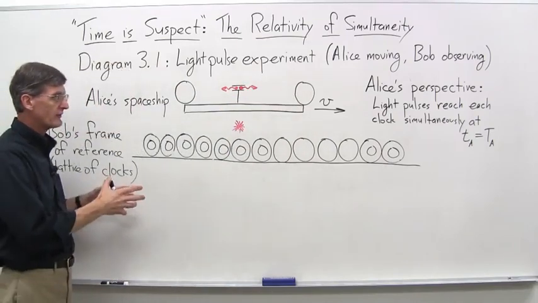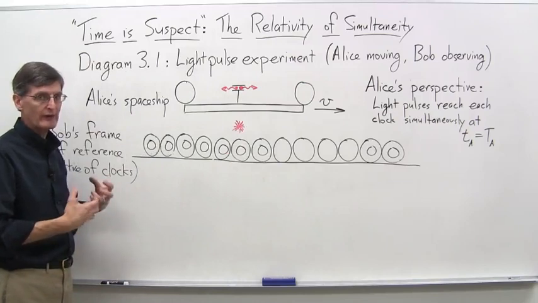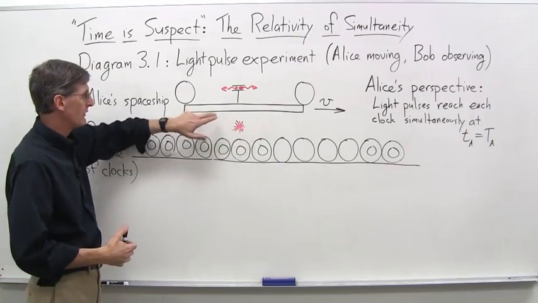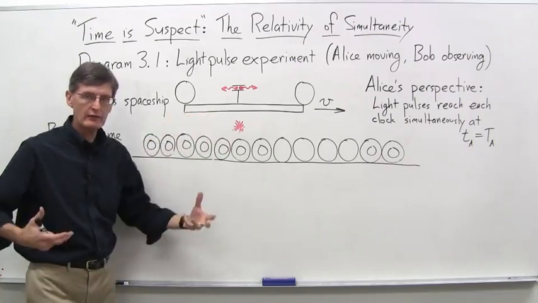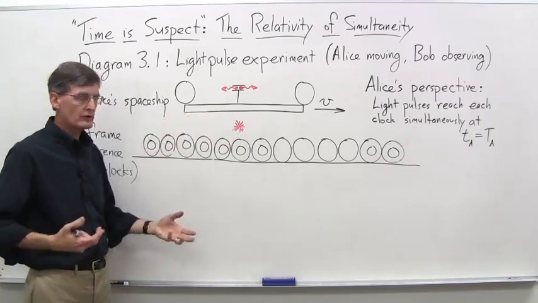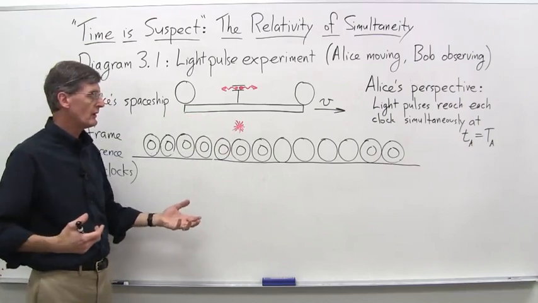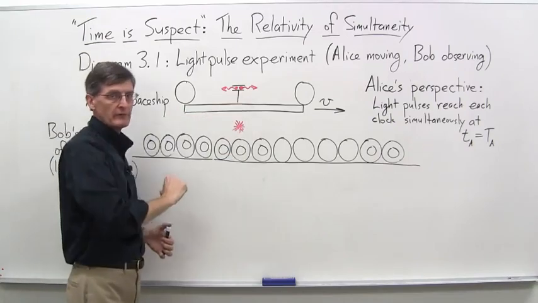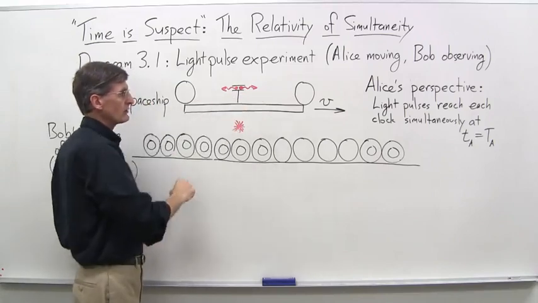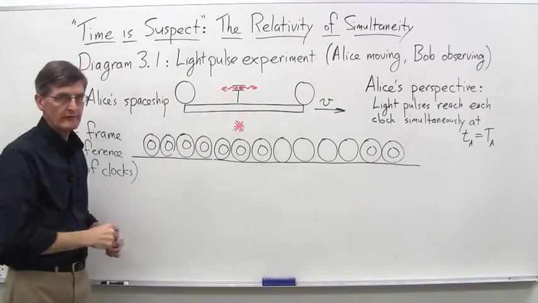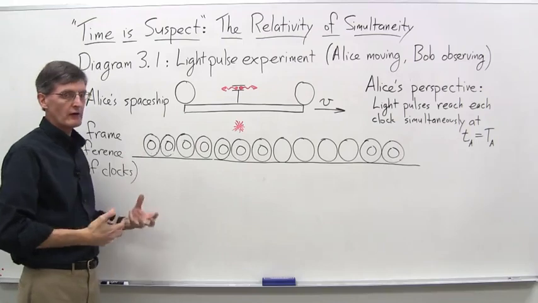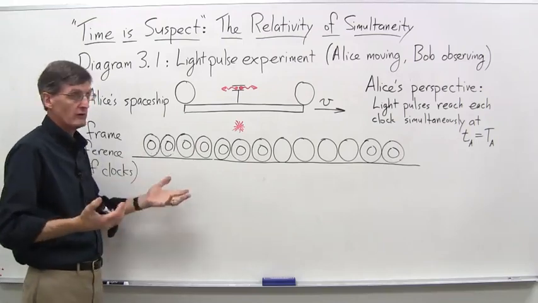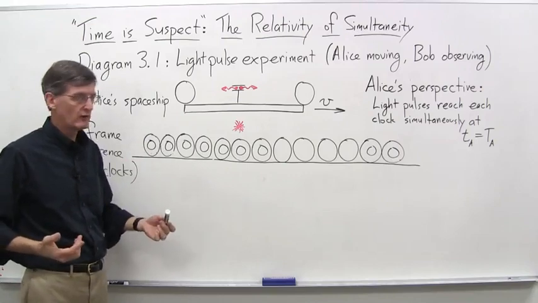To start off, let's remind ourselves of one point that will be very key here. Forget about Bob for a minute. Let's just think about Alice. Alice is sitting in her spaceship, and as far as she's concerned, she's not moving. She doesn't see the clocks moving or anything like that. So when she sets off the light pulses here, one going in that direction with speed c, the other going in the other direction with speed c, it's just like our first diagram two video clips ago, where she's stationary. She doesn't see anything special going on at all.